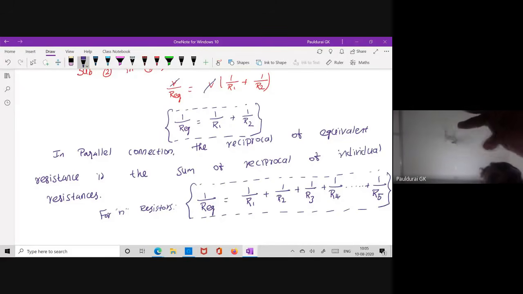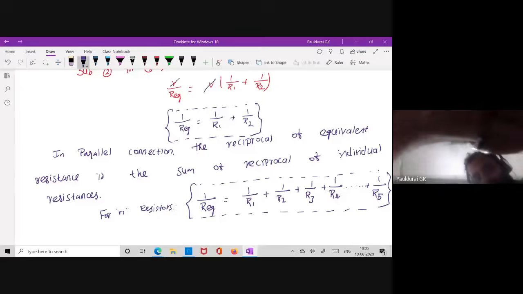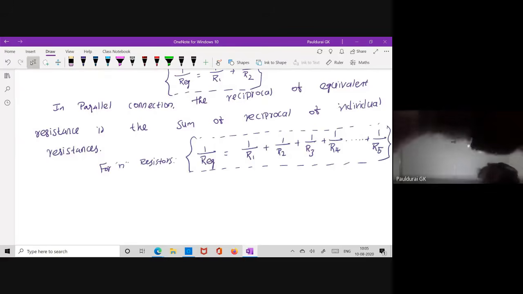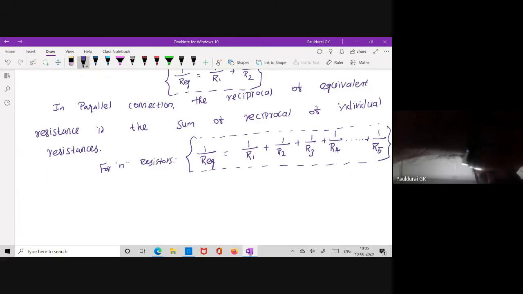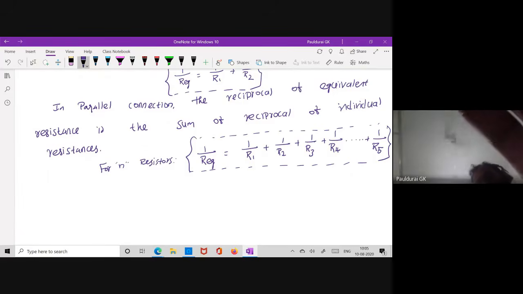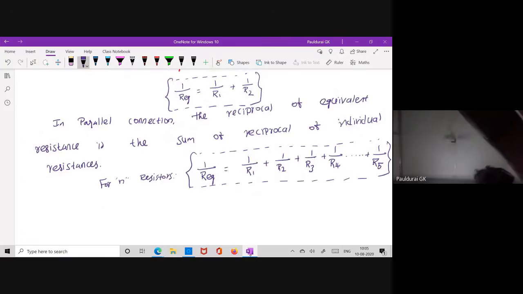So any doubt? No, sir. I have one interesting question for you. I got this doubt: if you connect two resistors in parallel, what will happen? 1 by R equals 1 by R1 plus 1 by R2. So what is the formula? Straight away everyone will tell one formula. If we connect two resistors in parallel, what is the formula? R1 R2 divided by R1 plus R2.